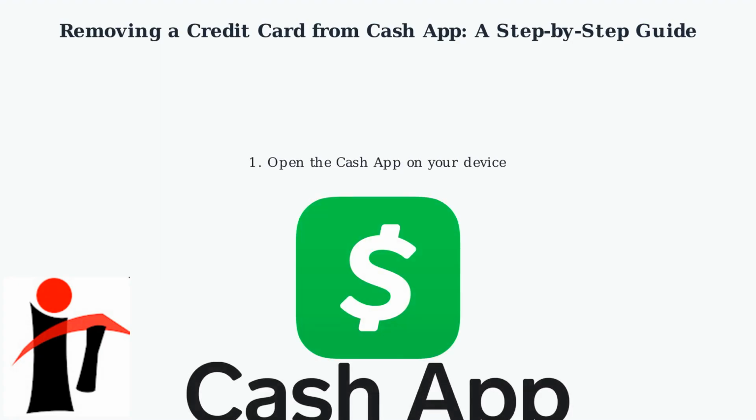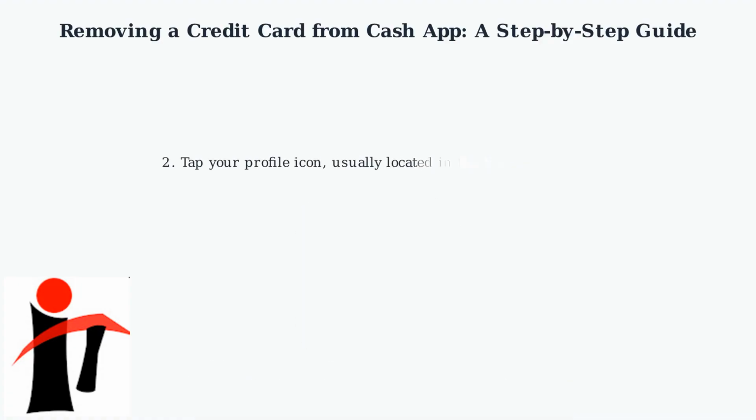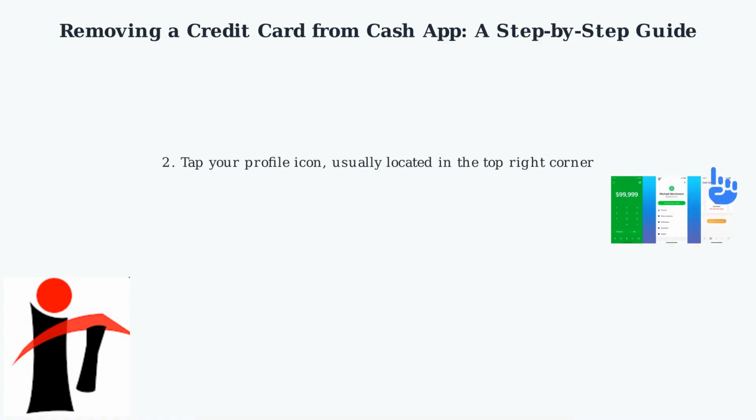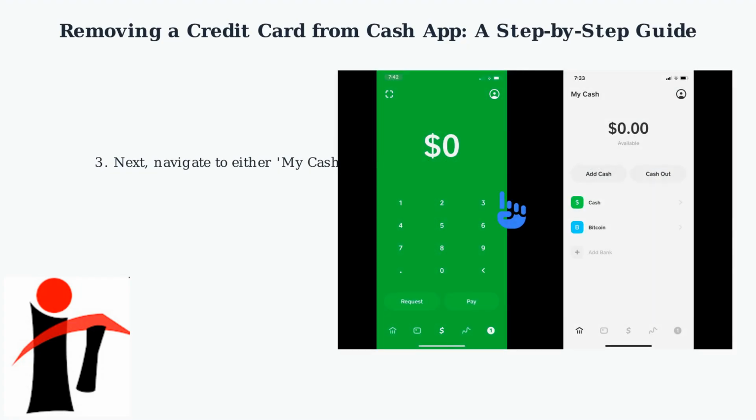Want to remove a credit card from your Cash App? It's a simple process designed to keep your account secure. First, open the Cash App on your device. Tap your profile icon, usually located in the top right corner. Next, navigate to either My Cash or Banking, depending on your app version.